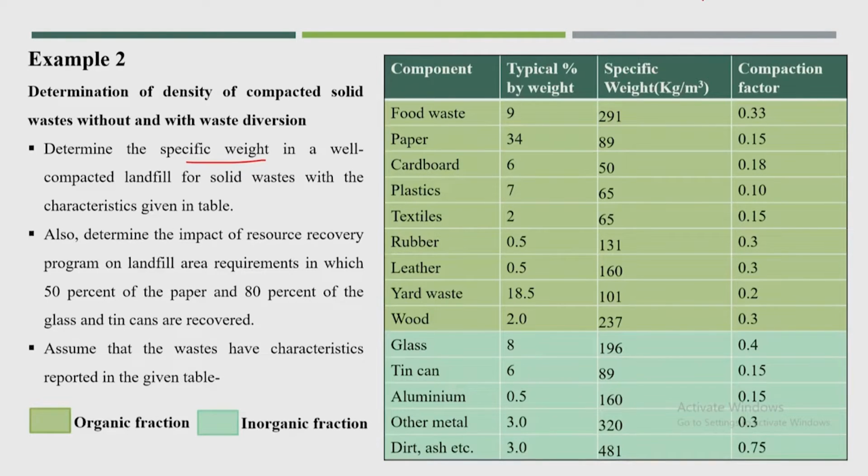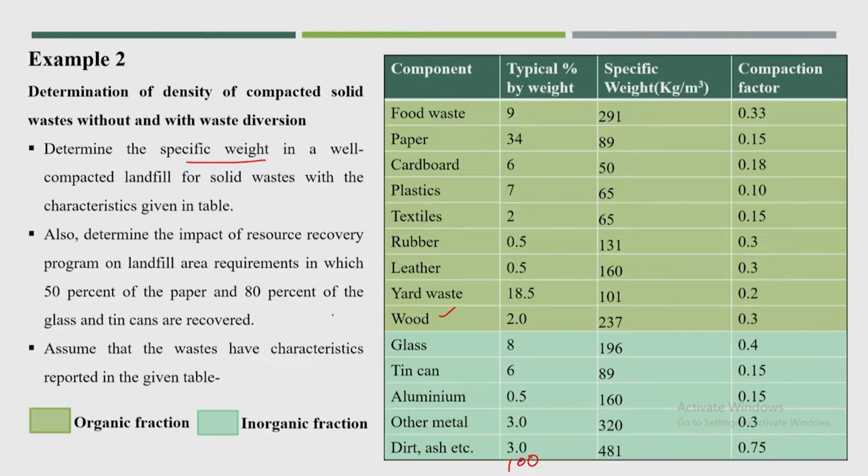The data is given as organic fraction and inorganic fraction. You see here, up to wood is the organic one, and the remaining are the inorganic ones. The weight is given as a percentage, and the total is 100%, and the specific weight is given for each waste. We have to calculate the total specific weight, and the compaction fraction is also given. So after compaction, how much specific weight will remain, because we have to calculate it for a well compacted landfill for solid waste.